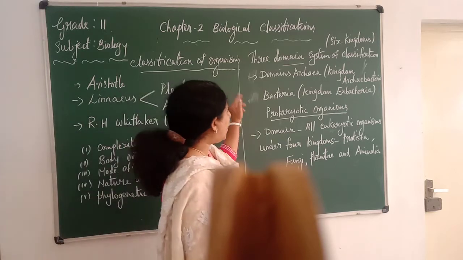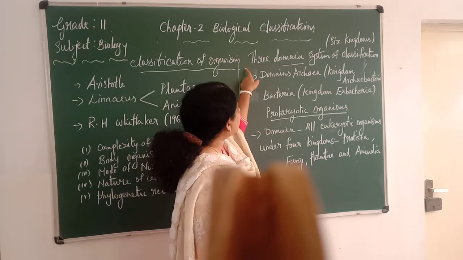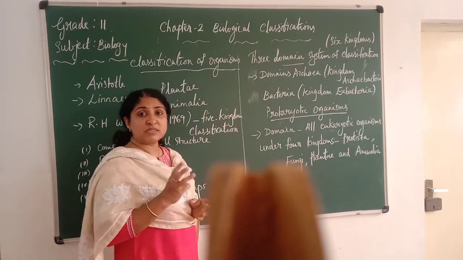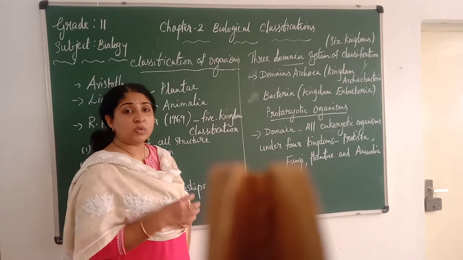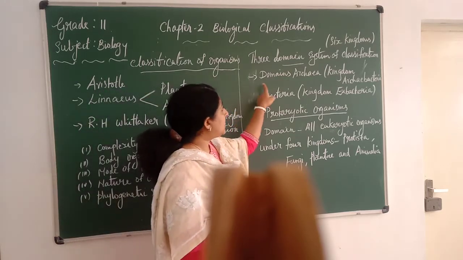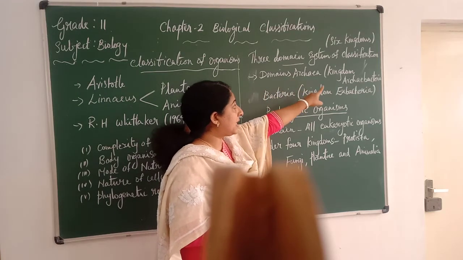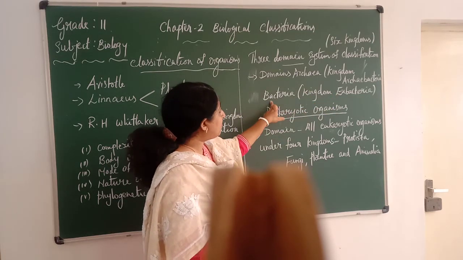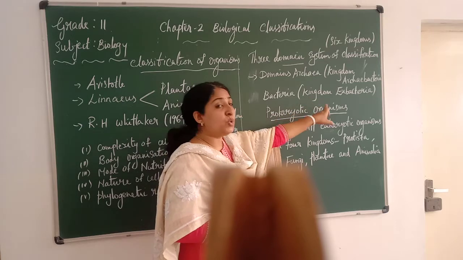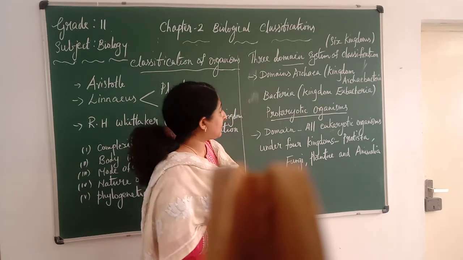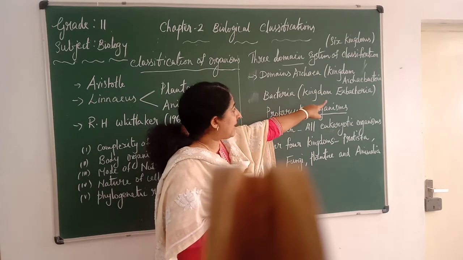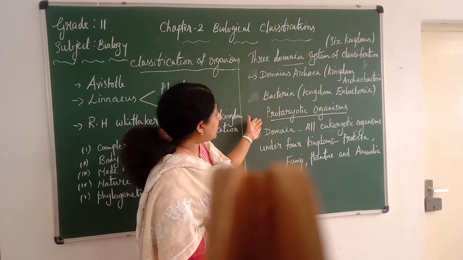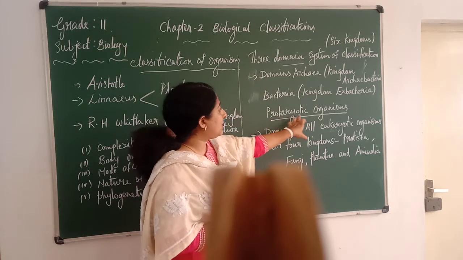Clear? The next one, after this, they brought the 3 domain system of classification which includes 6 kingdoms. So the 3 domain system of classification includes how many kingdoms? 6 kingdoms. The first one is the domain Archaea, which includes kingdom Archaebacteria. Second, domain Bacteria, which includes kingdom Eubacteria. Eu means true bacteria. Clear? So you can see the 2 kingdoms: kingdom Archaebacteria, kingdom Eubacteria. This group includes all the prokaryotic organisms.